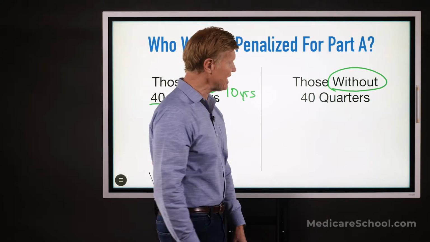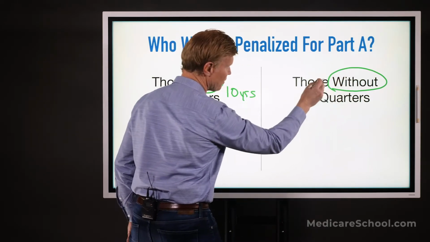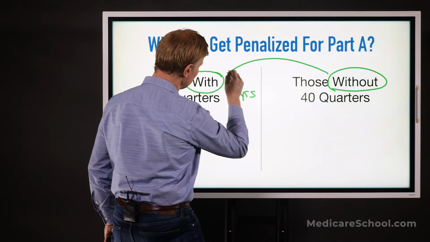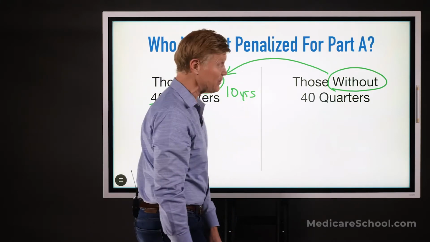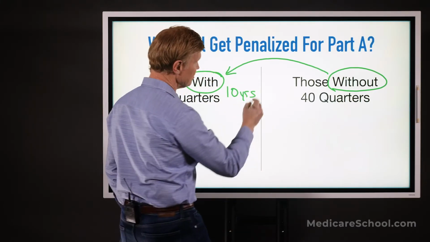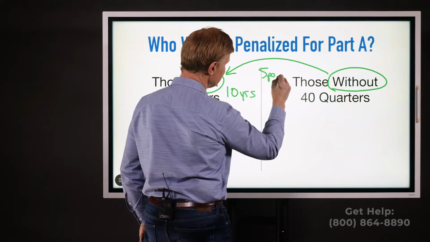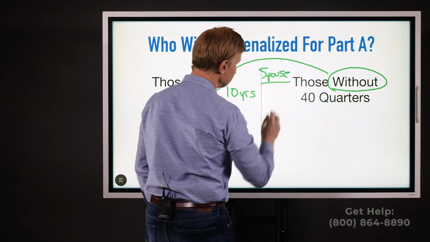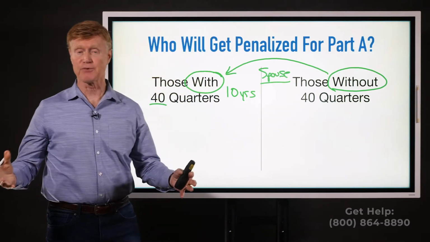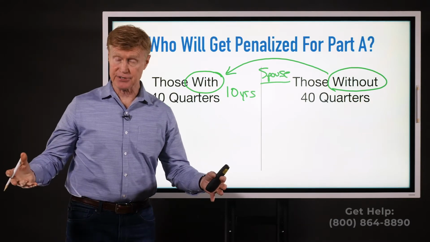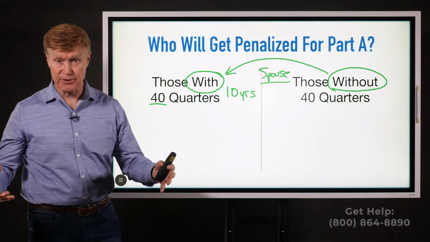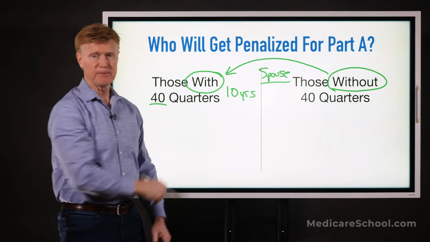Now, what we like to see happen is if you don't have 40 quarters, if there's some way you can get moved over into this column, so you can get 40 quarters. Well, how is that possible? Well, number one, you can actually draw from a spouse. And so if you're married to someone presently and they have 40 quarters and you've been married for at least a year and they're at least 62 years old, you can draw from their benefits.